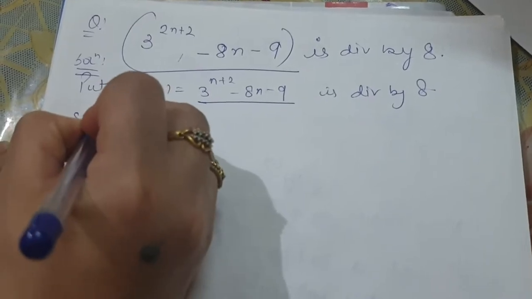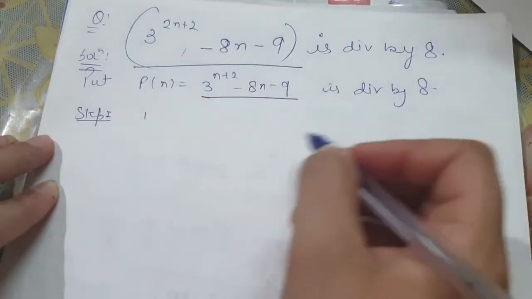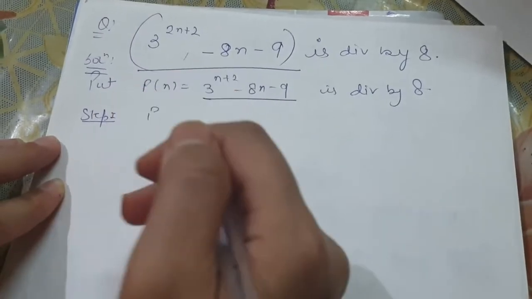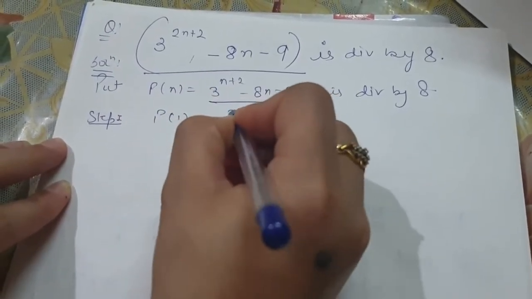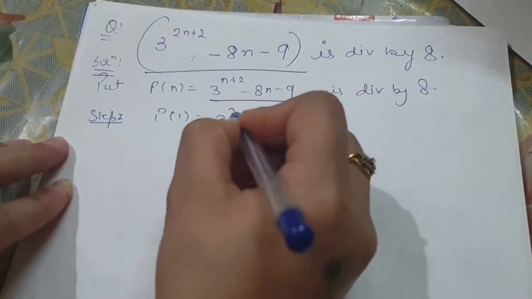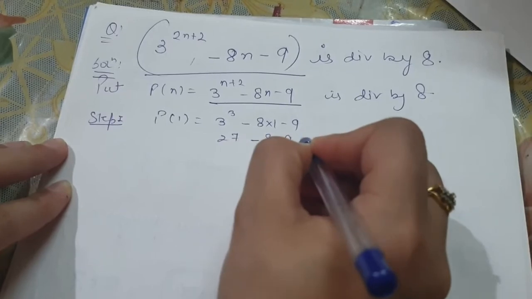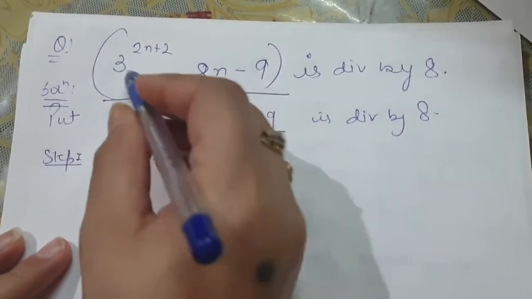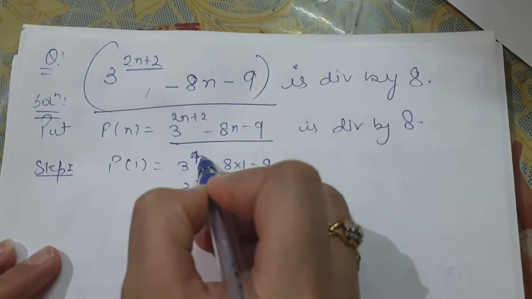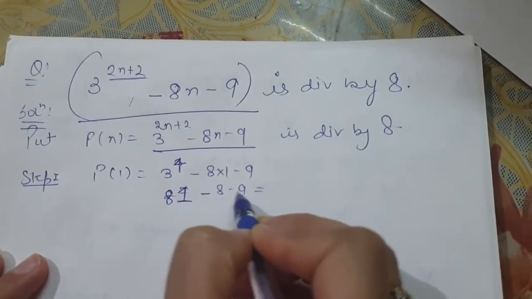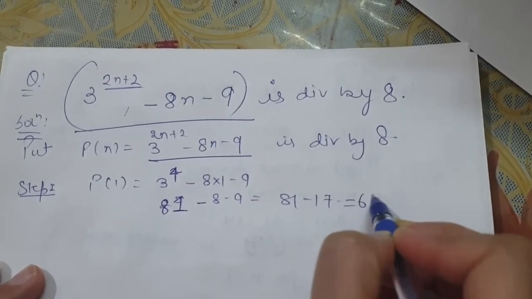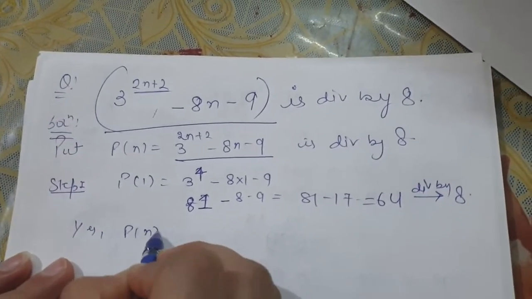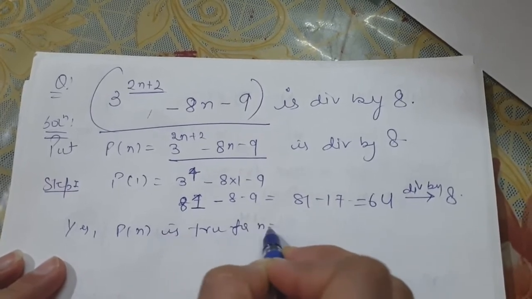So by step 1, put n equal to 1. Now I'm writing the expression in the direct form: 3 raised to power 3 minus 8 into 1 minus 9. Sorry, here we are left with the complete exponent 2n plus 2, so it is 3 raised to power 4. It will become 81. 81 minus 17, you will get 64, which is yes divisible by 8. So yes, p of n is true for n equal to 1.